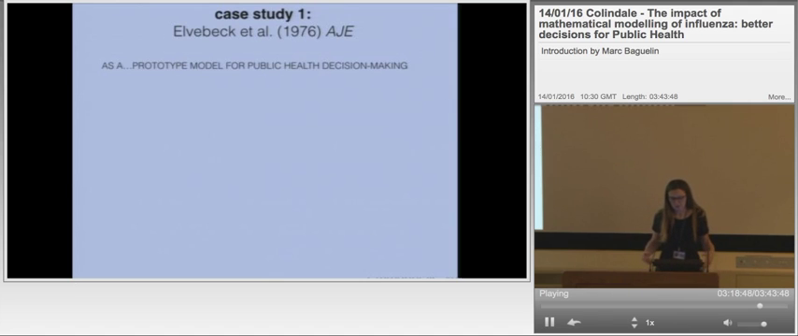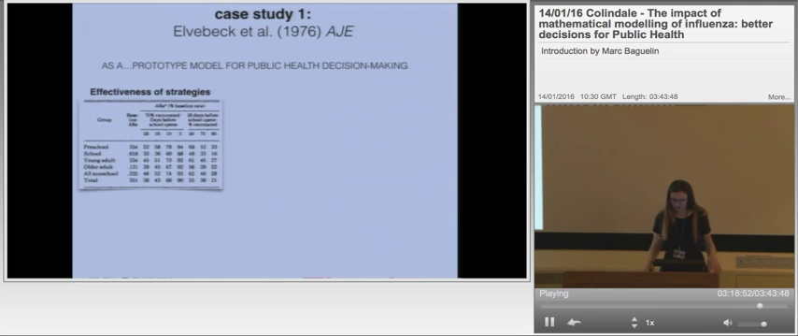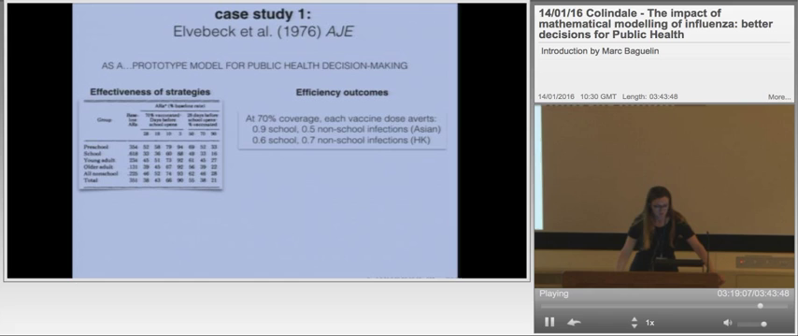So I think it's really a prototype model for public health decision making, because the results that they present are very pragmatic. They look at different coverages, and they've looked at the timeliness of vaccine implementation in order to get attack rates for various groups.